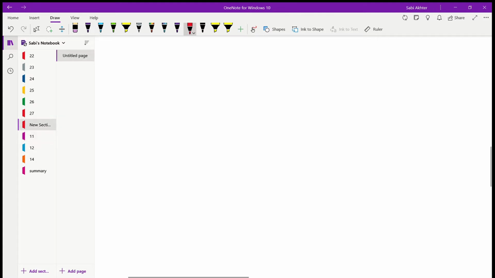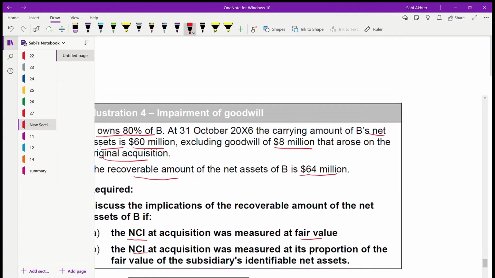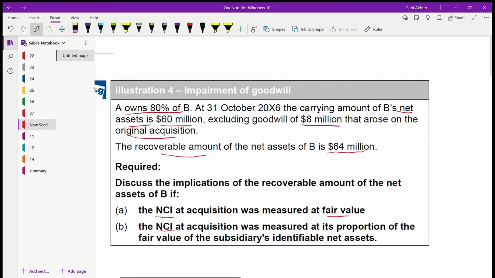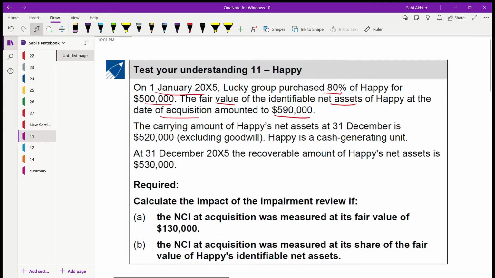Just a minute, I just want to go through the illustration to see something. The carrying amount of net asset is 520. This is excluding goodwill. And the subsidiary is a cash generating unit. And the recoverable amount is 530,000. Calculate NCI if the fair value is 130 and the other one is the second method.